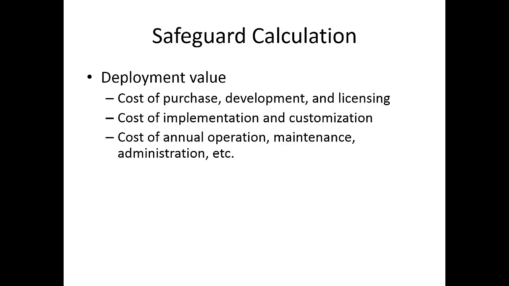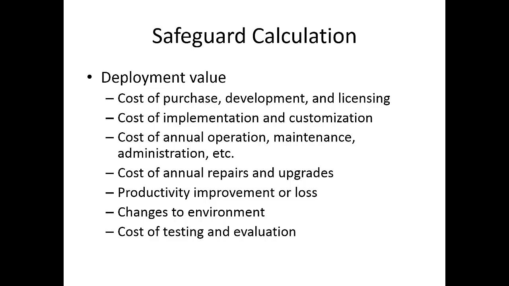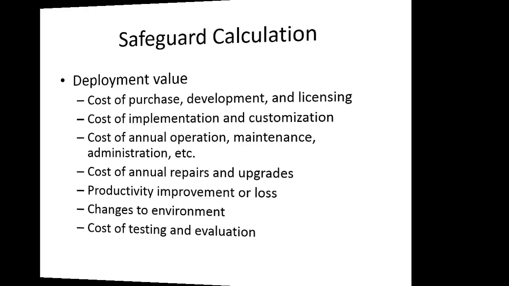So here, remember that it's not just the cost of purchasing something in terms of your countermeasure. You have to also consider the cost of maintaining that countermeasure. The next is the cost of annual repairs and upgrades, and in the same context, productivity improvement or loss. Once you have your control in place, that could have an adverse effect on your productivity, so you have to also consider that cost. And then also changes to the environment, cost of testing and evaluation, the list goes on and on.